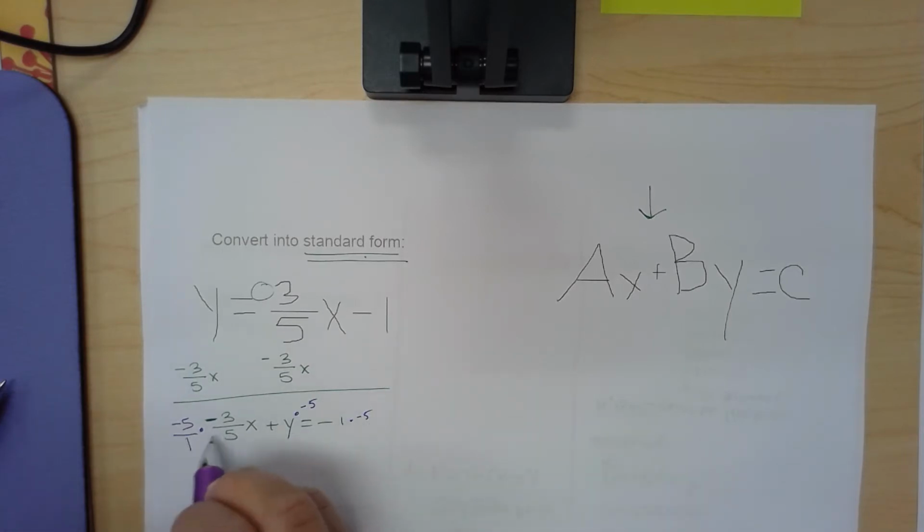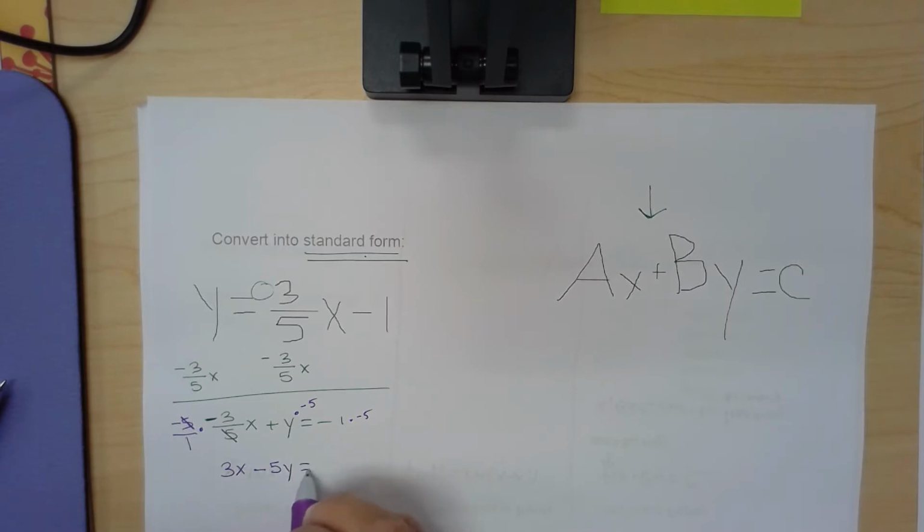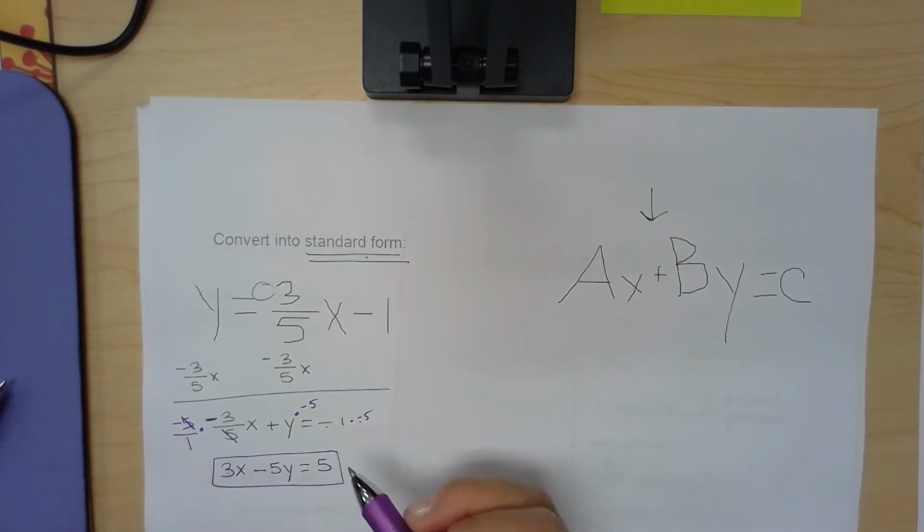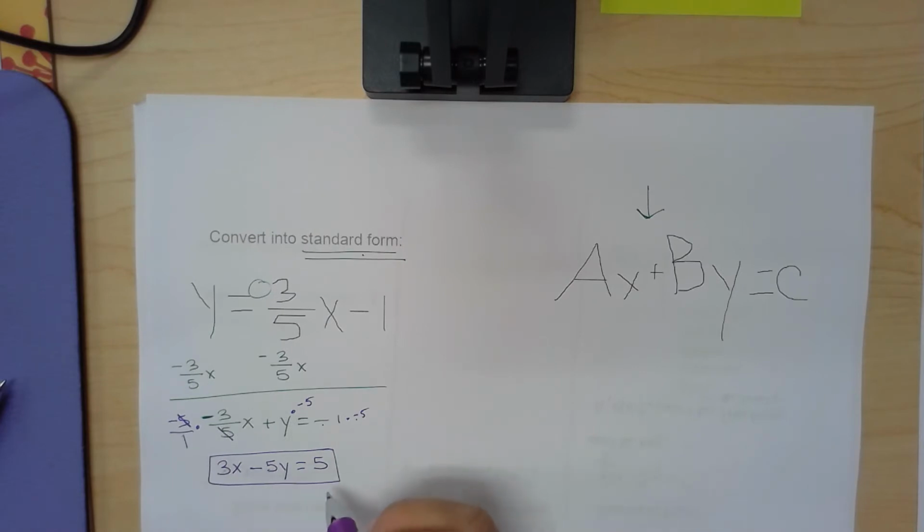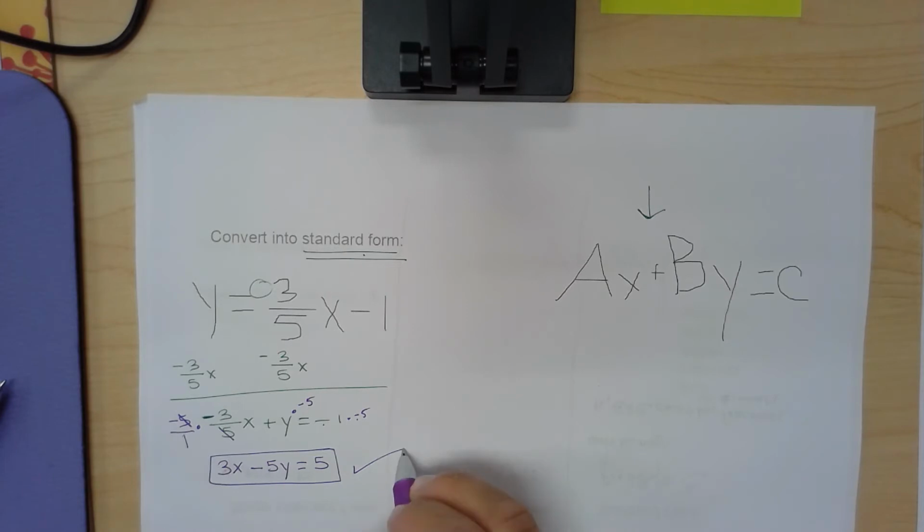When I multiply this side by negative 5, the 5's cancel out, because it's eventually going to be 5 over 5. Negative times a negative is a positive. This becomes negative 5y. Negative times a negative is a positive. I cannot reduce. A, b, and c are not fractions or decimals. A is not negative. Done.